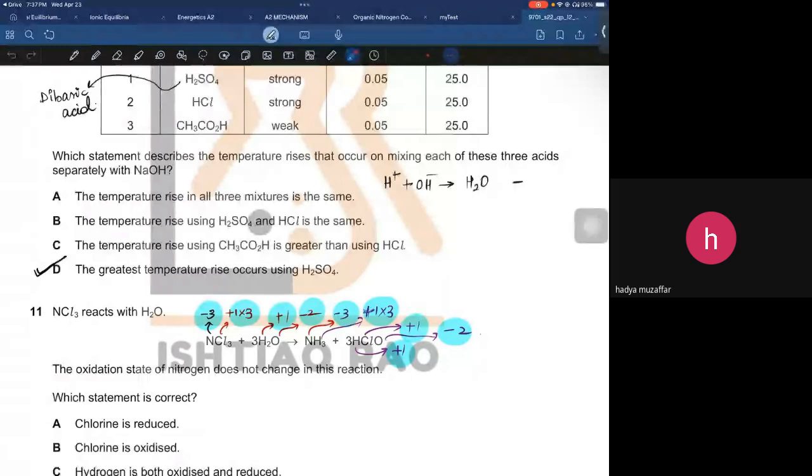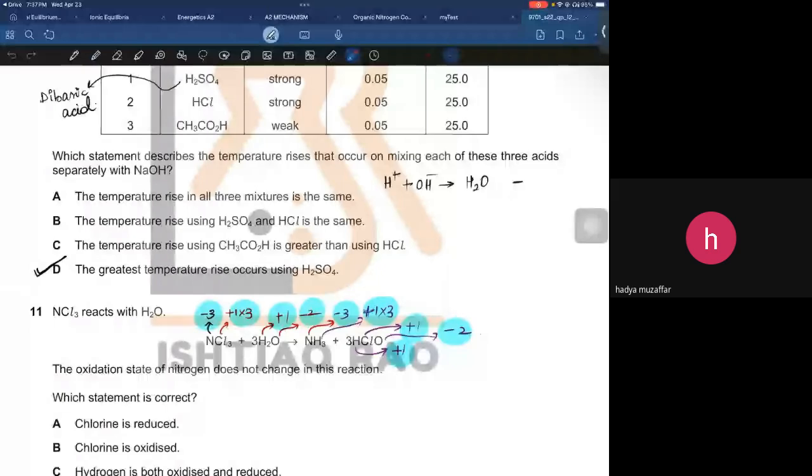They are saying in D, the greatest temperature rise occurs using H2SO4. That's true because it's a dibasic acid. It has the ability to donate more protons, so it would be releasing more energy. It would be doing more reaction, more neutralization, releasing more energy. It would be more exothermic. That's why option D is correct.